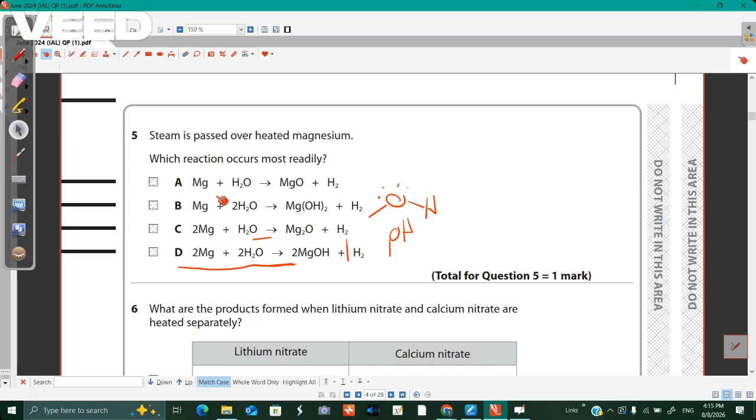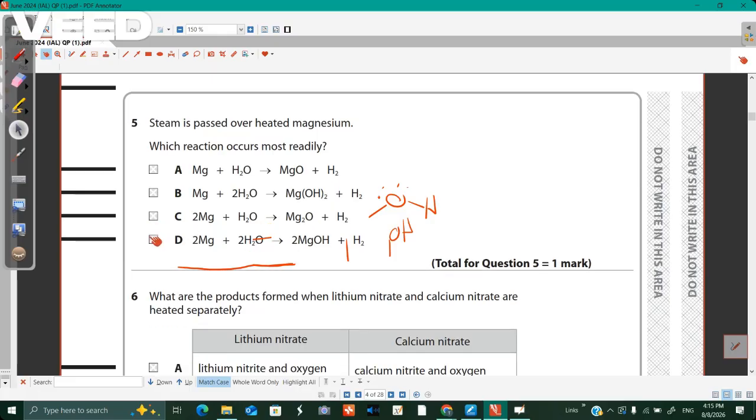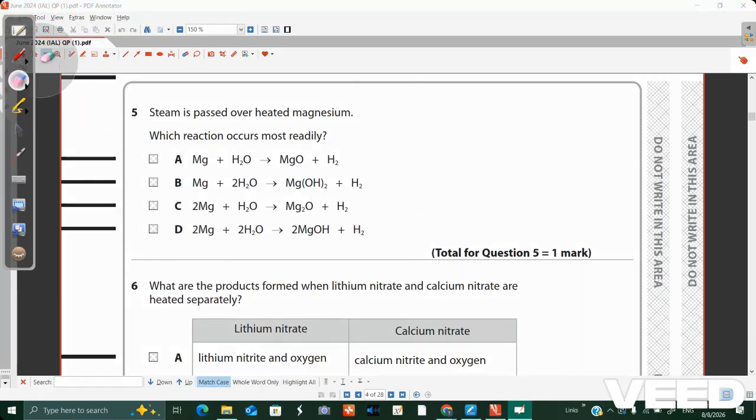Steam passed over heated magnesium. Which reaction occurs most readily? Readily means fastest reaction, right? So the hydrogen is released. Steam is passed, or occurs most readily. Sorry, when magnesium is reacted with H2O.